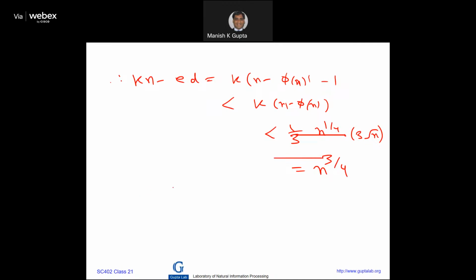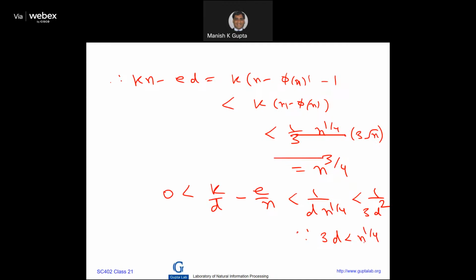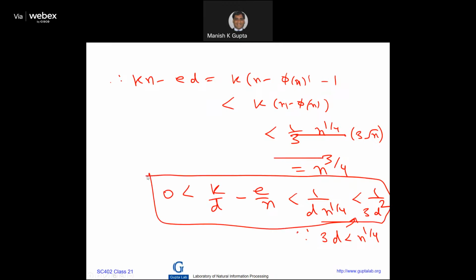So actually we arrive at this result that 0 is less than K by D minus E by N less than 1 over D times N raised to power 1 by 4. I am skipping some steps here. This is true because 3D is less than N raised to power 1 by 4, right? So the last result is there. So we arrive at something like this, okay? And now we are going to use a result. Actually, this E by N, we need to find somehow K by D from the E by N approximation. So here is the result actually.